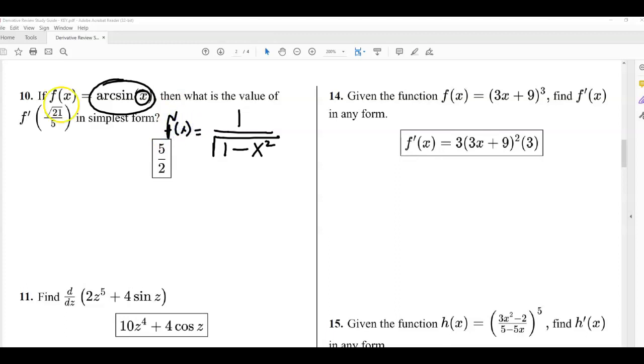Now they're asking us to find the derivative when x is equal to the square root of 21 over 5. So we're just going to plug that number in there.